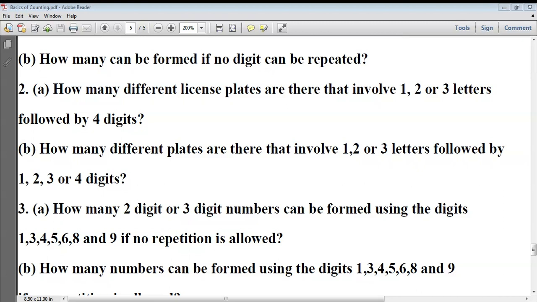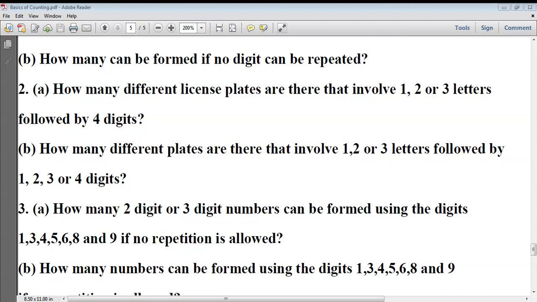with four digits. And in the second part, how many different plates are there that involve one letter with one digit, one letter with two digits, one letter with three digits, one letter with four digits, and two letters with one digit, two letters with two digits, two letters with three digits, two letters with four digits, and three letters with one digit, three letters with two digits, three letters with three digits, and three letters with four digits? How many different plates can be formed?